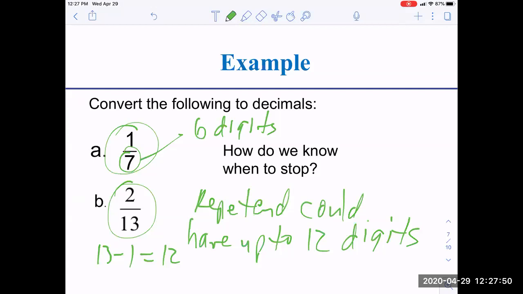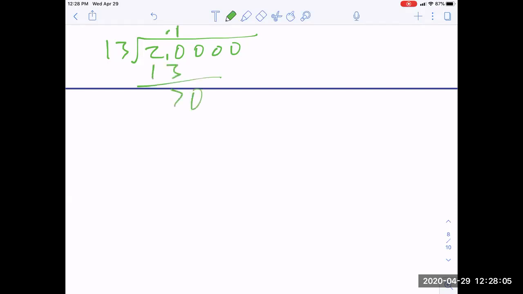Okay, so we have to do this. 13 is being divided into 2. Okay, it doesn't go one time, but it does go 1 into the 20. And now I'm thinking of how many 13s go into 70. Oh, there's 5 of those, because that's 65. Now I got a 5 and a 0. Not quite 4 of those, because that would be 52, so there's only 3. That's 11.